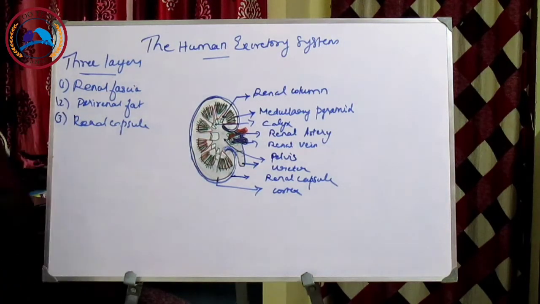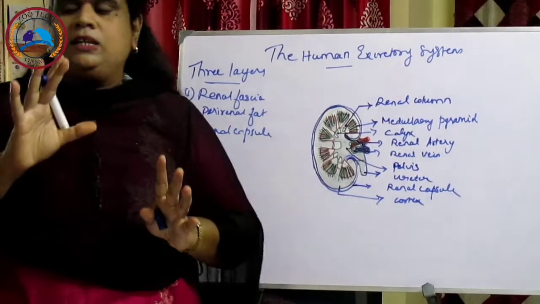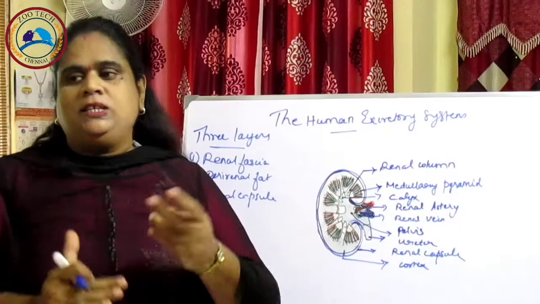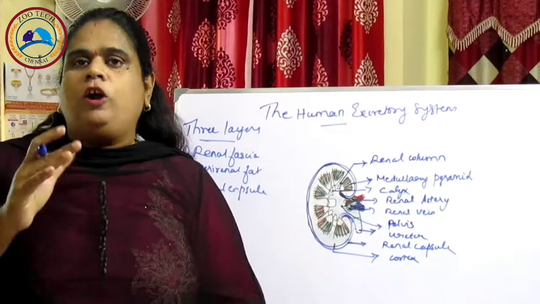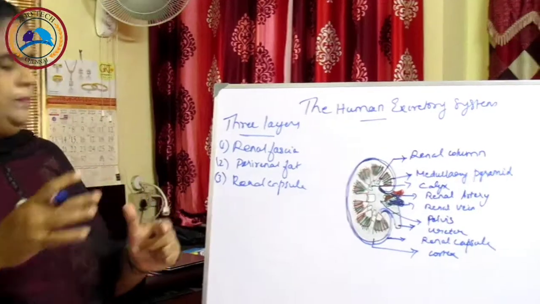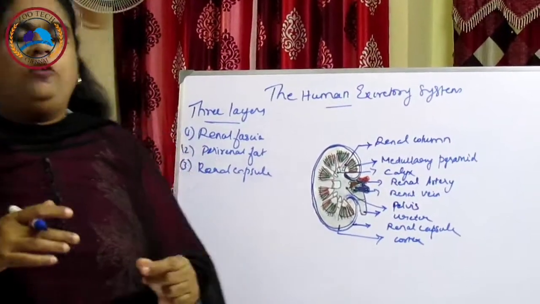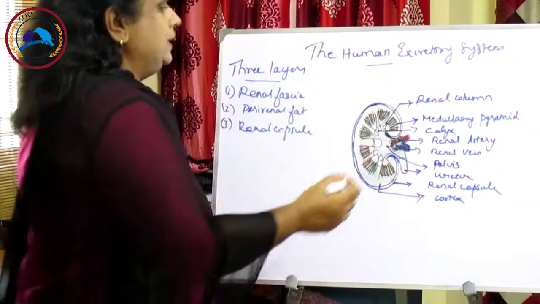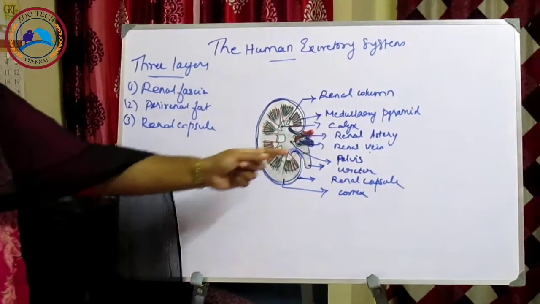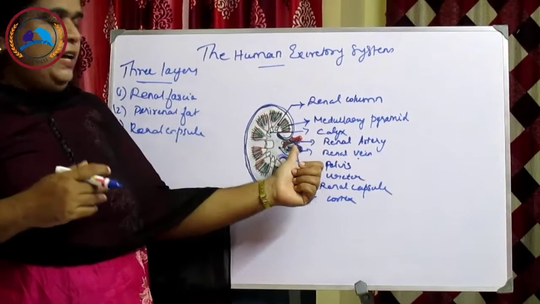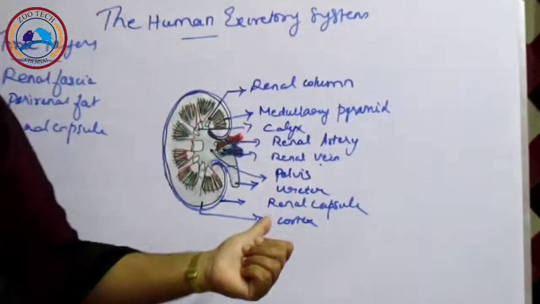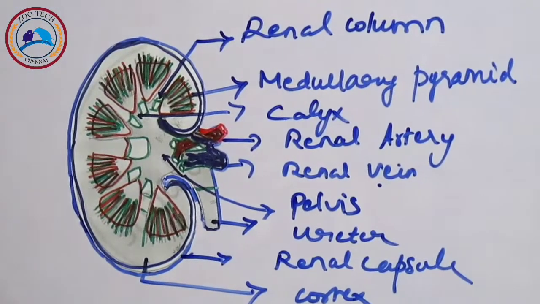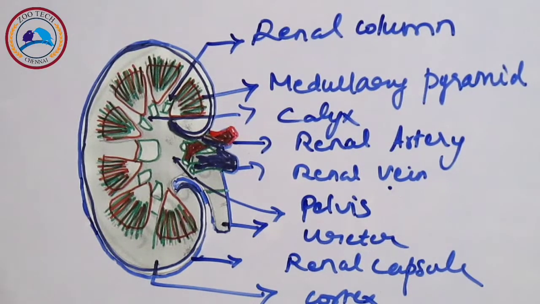Now, the outer surface of each kidney is convex and the inner surface is concave, where it has a notch called the hilum through which the supply of blood occurs. That is the renal artery, marked in red, and the renal vein, marked in blue. The renal artery and the renal vein pass in and out of the kidneys along with the ureter and the nerve supply of the kidney.